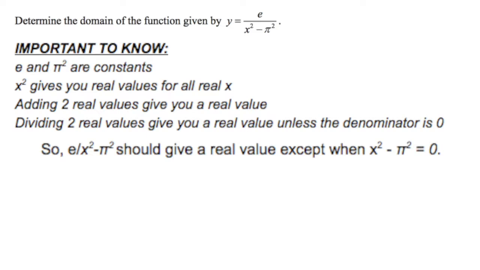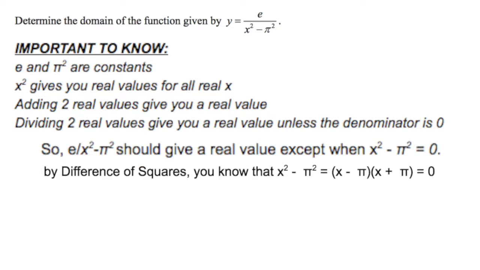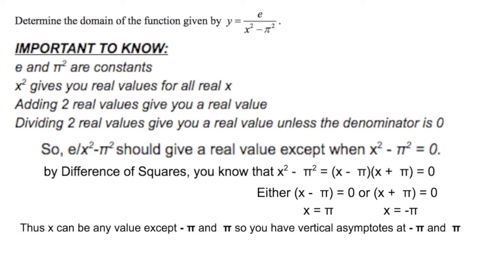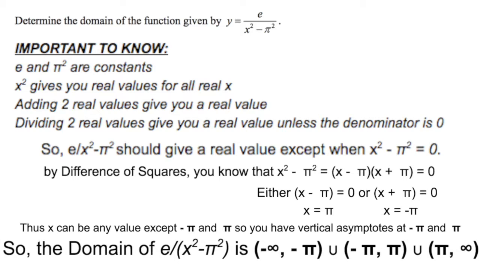So we need to find all solutions for x when x squared minus pi squared equals 0. You can use difference of squares to determine that x squared minus pi squared equals x minus pi times x plus pi. So x equals negative pi and pi. Therefore, x cannot equal negative pi or pi to result in a real answer to the function y equals e over x squared minus pi squared. Therefore, the domain of the function given by y equals e over x squared minus pi squared is x less than negative pi, or x between negative pi and pi, or x greater than pi.